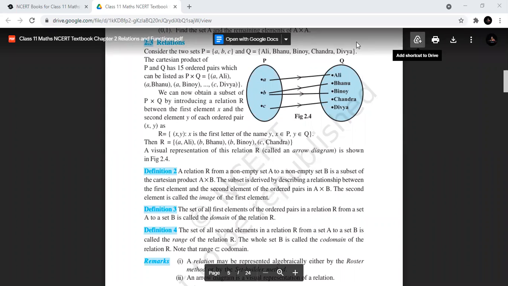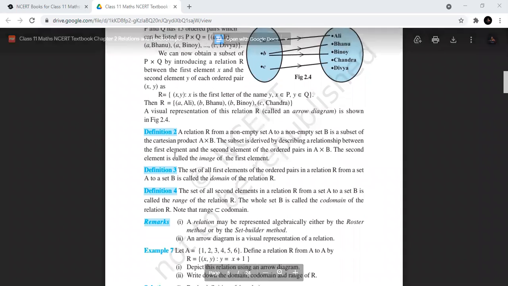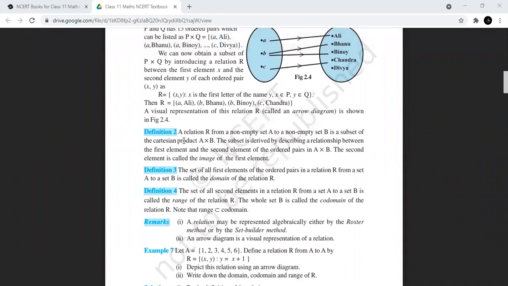Children, in the last turn, we had discussed the Cartesian product and that whole exercise on Cartesian product. And now we are moving on to relations. As they have defined here, definition 2 given to you: a relation R from a non-empty set A to a non-empty set B is a subset of the Cartesian product A cross B.